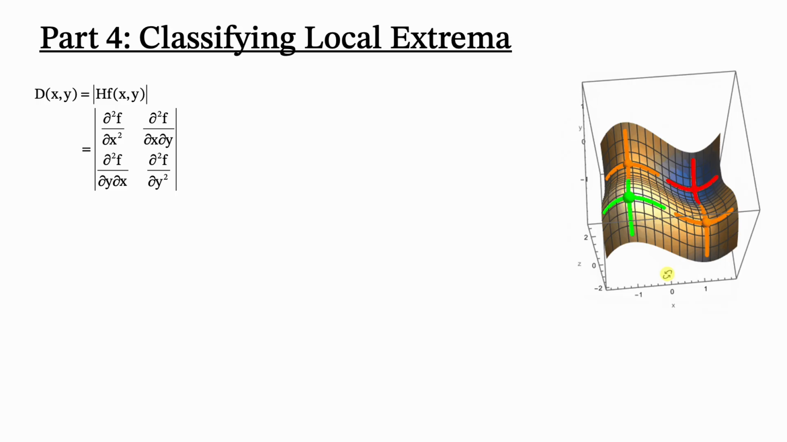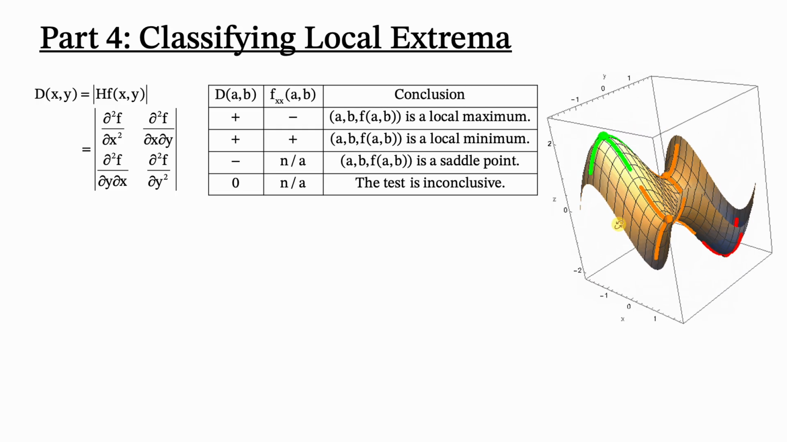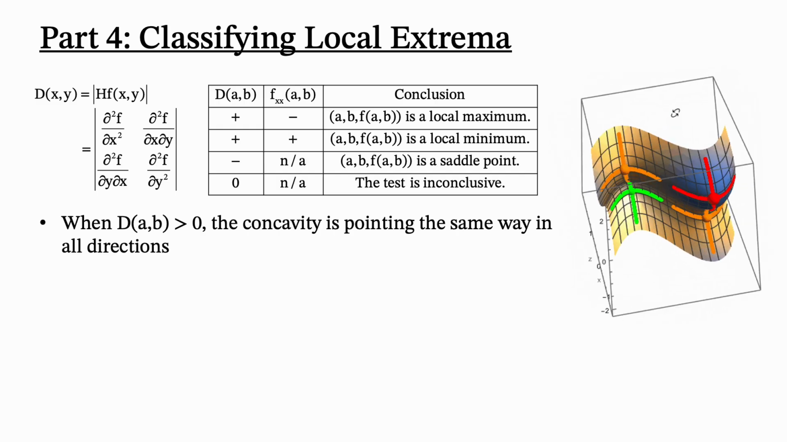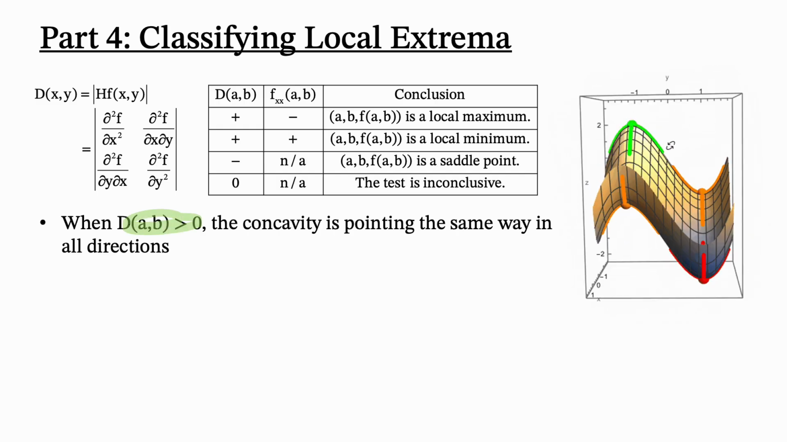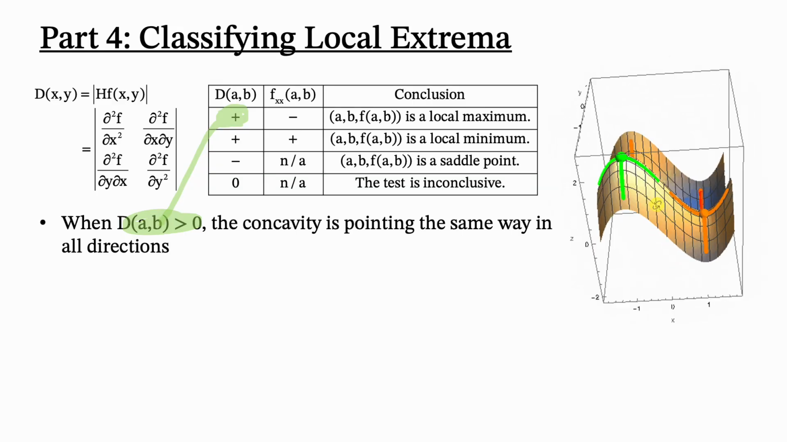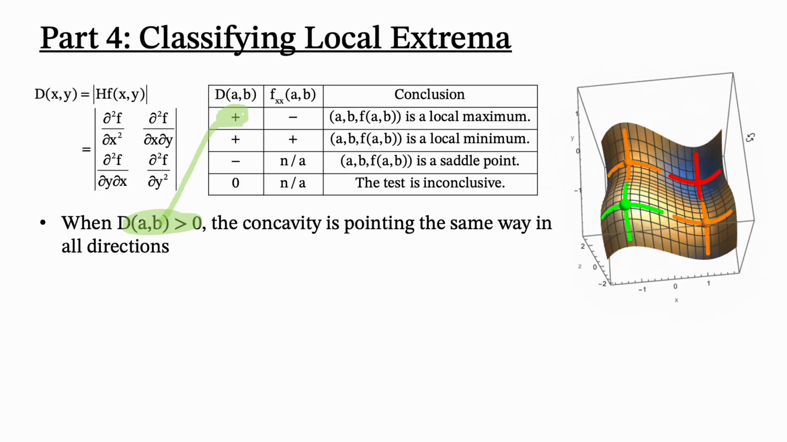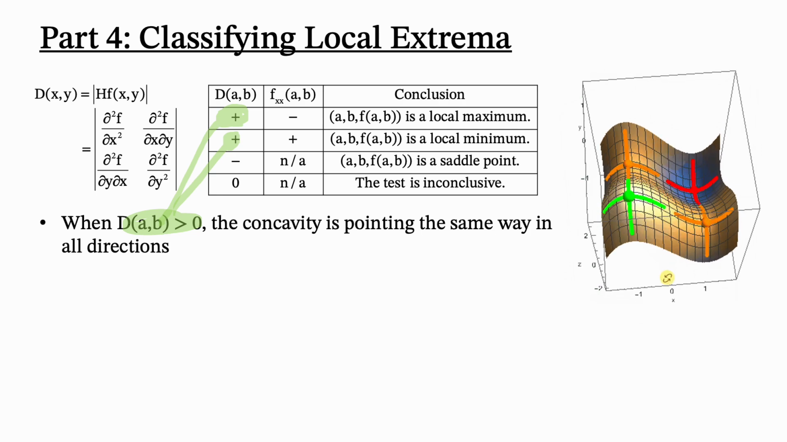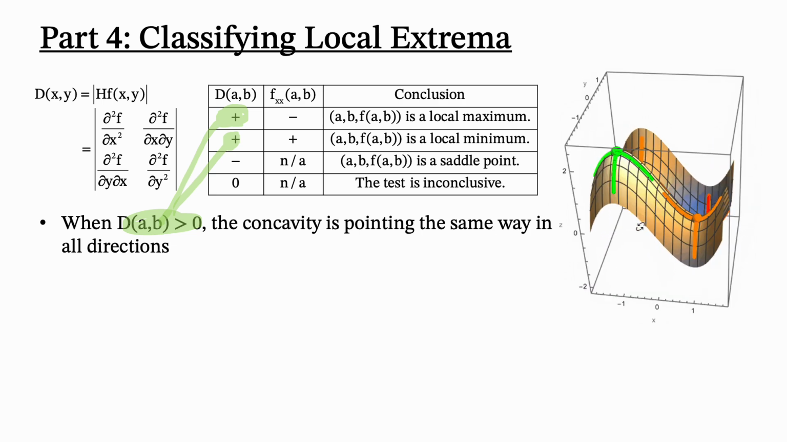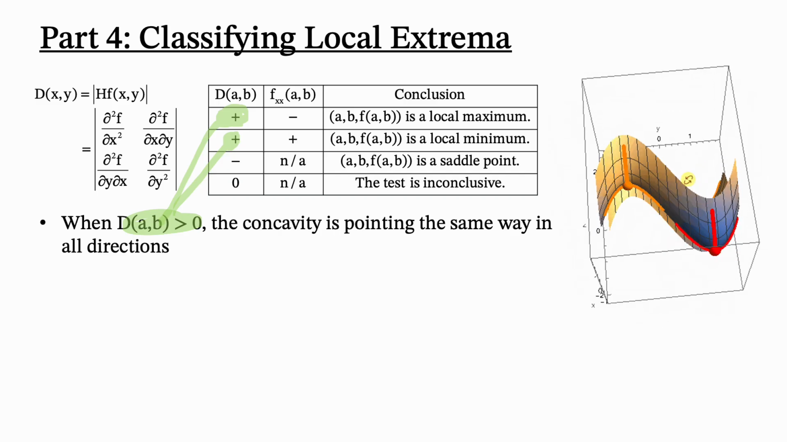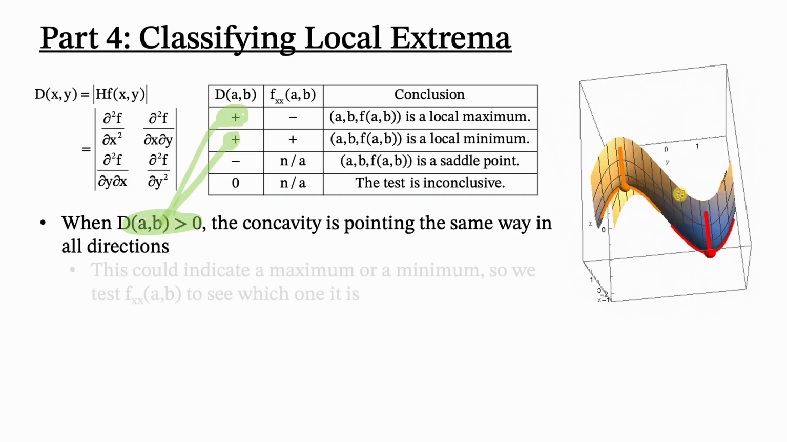So here is the equation for the Hessian determinant again, and I can summarize that information. Again, when that determinant is positive, the concavity is pointing the same way in all directions. It's indicating agreement amongst our concavities. Might be concave up in all directions, might be concave down in all directions, but it's telling us we have agreement in the concavity.